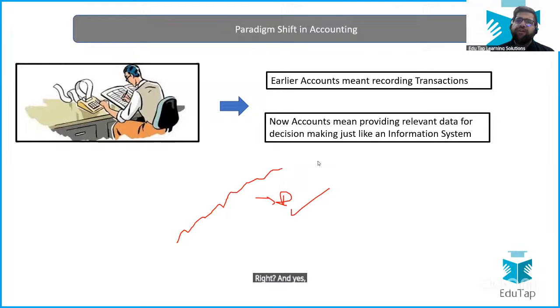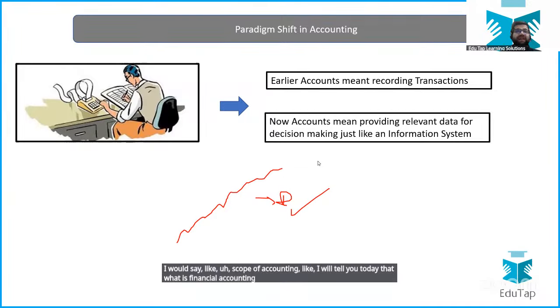And yes, there are multiple scopes of accounting. Today I will tell you what is financial accounting, cost accounting, and management accounting.